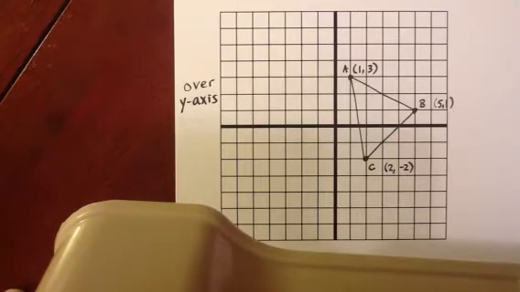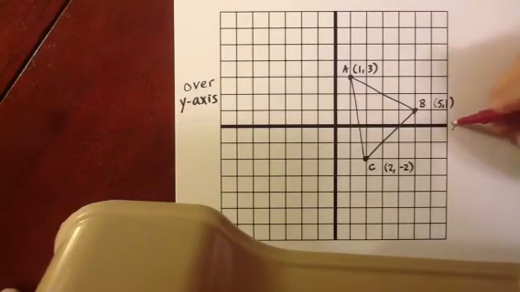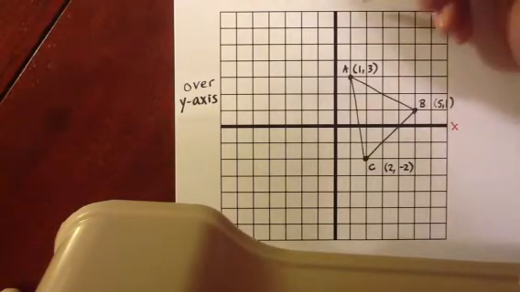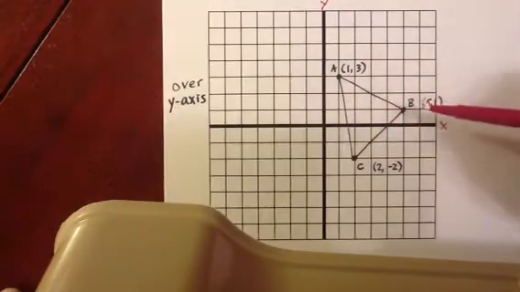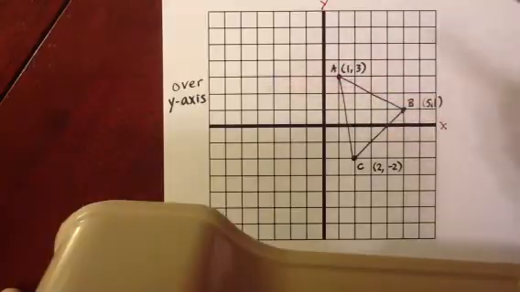Okay, today we're going to reflect this triangle ABC over 4 different lines. We're going to start by reflecting the triangle over the y-axis. Now you may remember the x-axis is this horizontal axis right here. The y-axis goes up and down. We're not going to concern ourselves with the x-axis right now. We're going to reflect this shape over the y-axis.